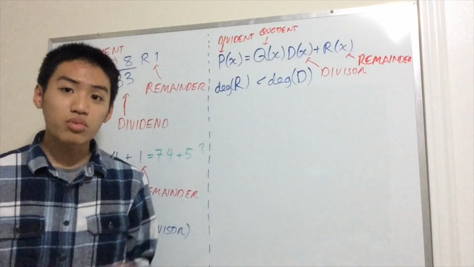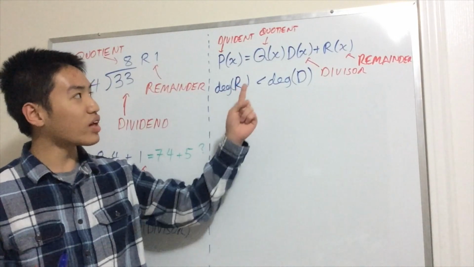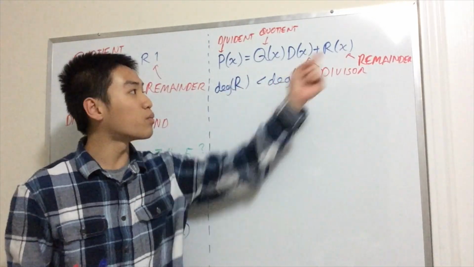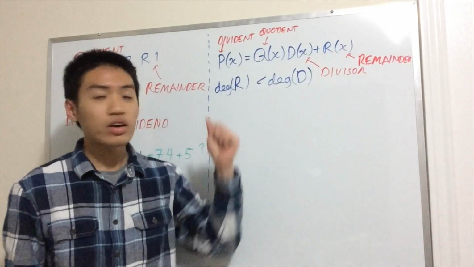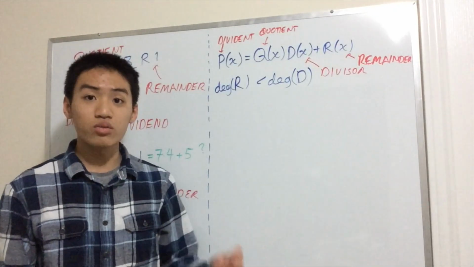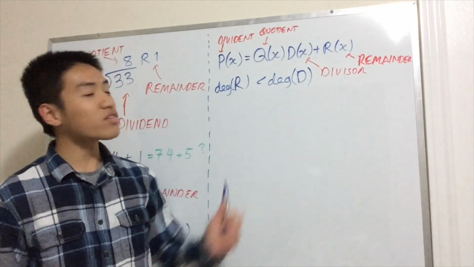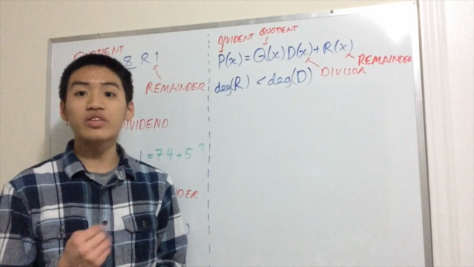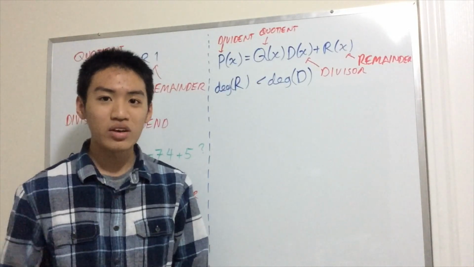You can try some division problems for yourself now, and notice that you always have a single answer, and your remainder, or at least the degree of your remainder, is always going to be less than the degree of your divisor. And really, that's all you need to know to understand what comes next, and that is the remainder theorem, for real.